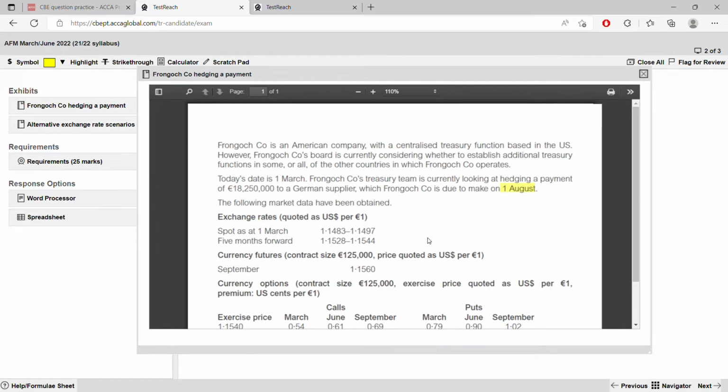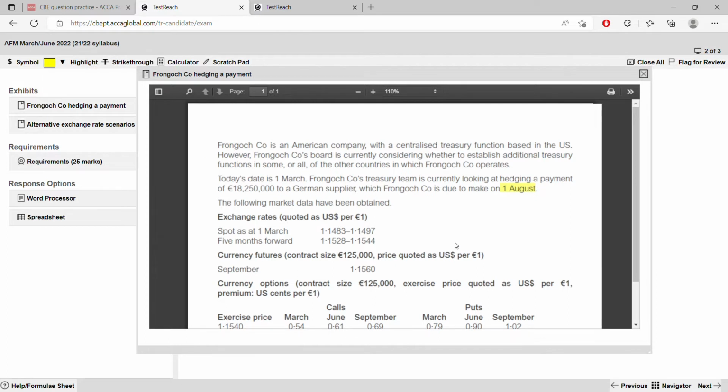For that, see, this is in euro, right? This is in euro. And if you see the exchange rate, it is quoted as US dollar per euro. That means it is quoted in euro, so you have to deal in euros. Always check in which currency it is quoted. Look at the base currency. It's in euro, so you can only deal in euro.